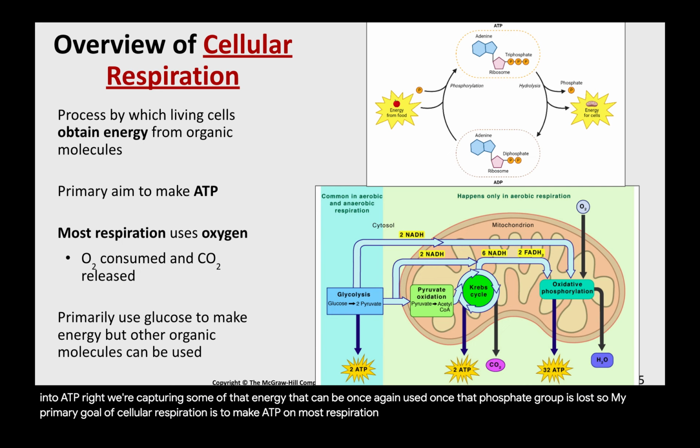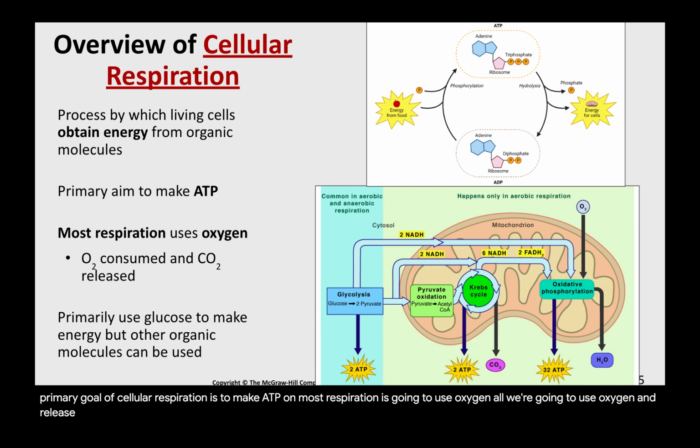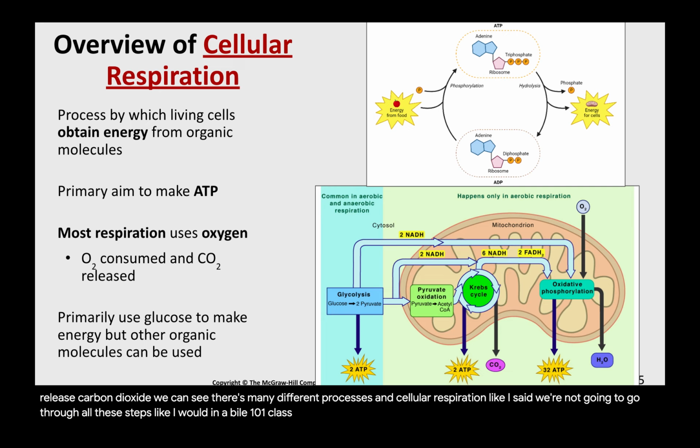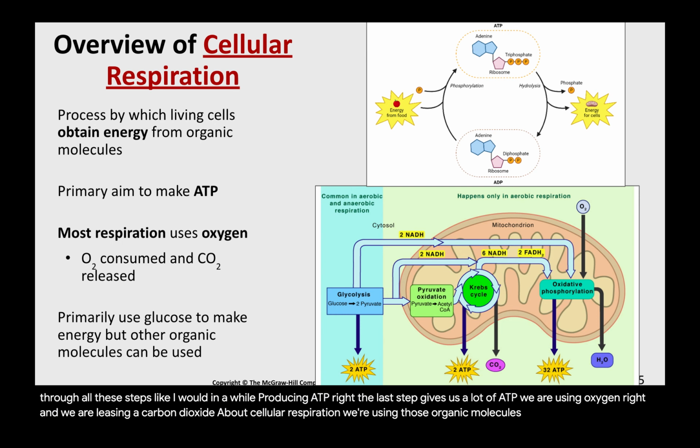Most respiration is going to use oxygen. We're going to use oxygen and release carbon dioxide. You can see there are many different processes in cellular respiration. Like I said, we're not going to go through all these steps like I would in a Bio 101 class. But throughout all of these steps, we're producing ATP. The last step gives us a lot of ATP. We are using oxygen and releasing carbon dioxide. So in cellular respiration, we're using those organic molecules.